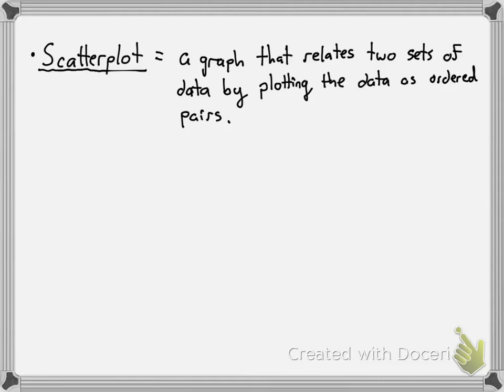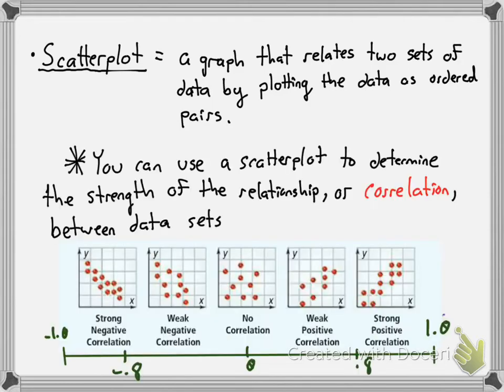So just to recap here, a scatter plot is a graph that relates two sets of data by plotting the data as ordered pairs. You can use a scatter plot to determine the strength of the relationship or correlation between data sets. A correlation coefficient basically quantifies the strength of a relationship between two variables. The closer you get to 1 or -1, the stronger that relationship is.